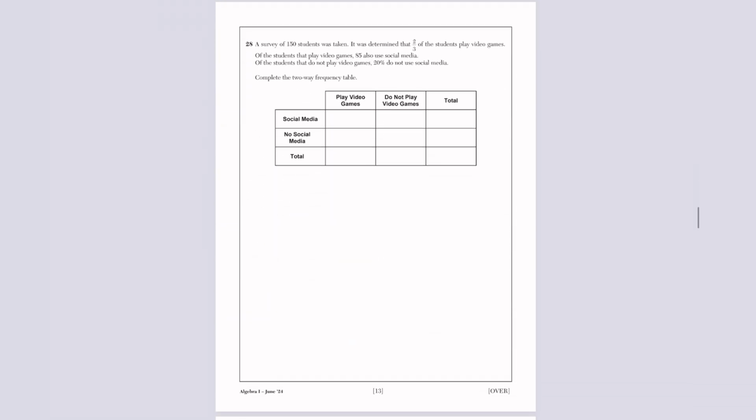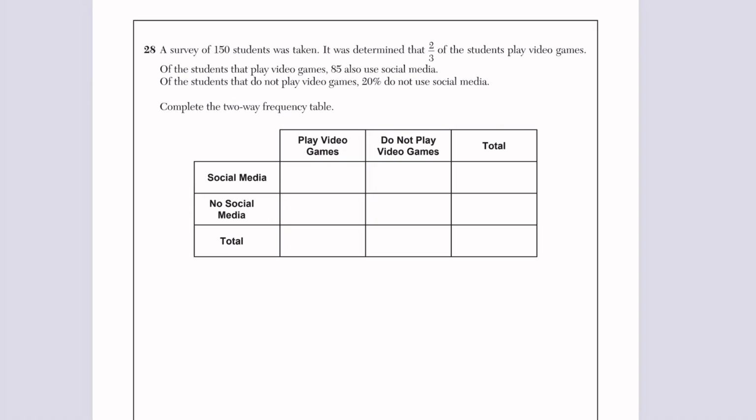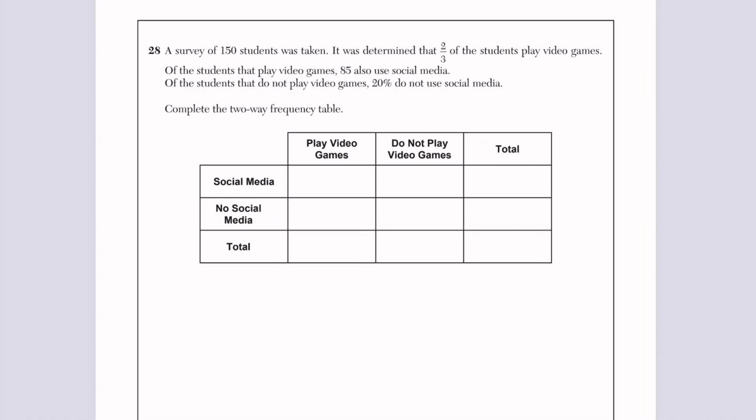Next question. A survey of 150 students was taken. It was determined that 2/3 of the students played video games. Of the students that play video games, 85 also use social media. Of the students that do not play video games, 20% do not use social media. Complete the frequency table. Okay, so this is a statistics type question.